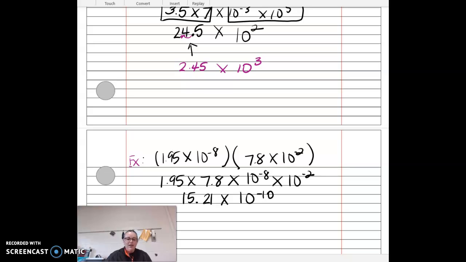power. But again, this 15.21 is not between 1 and 10, less than 10. So we have to change this. It looks like we're going to move the decimal one place to the left. So that gives me 1.521 times 10, and of course that moving actually changes the exponent, and since we move to the left we do have to add 1 to our exponent.